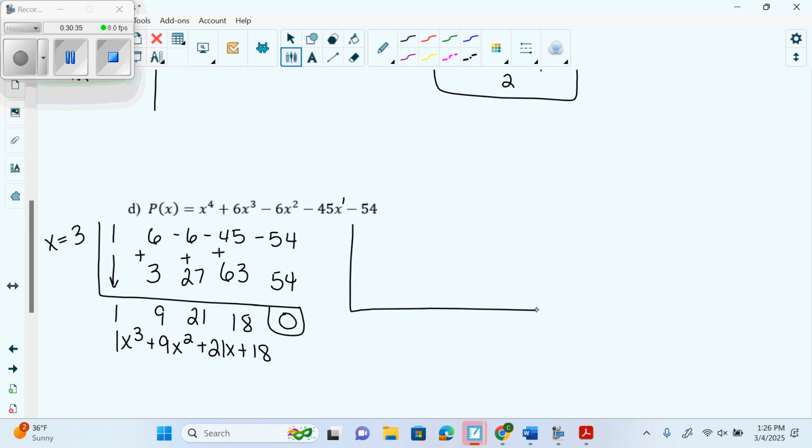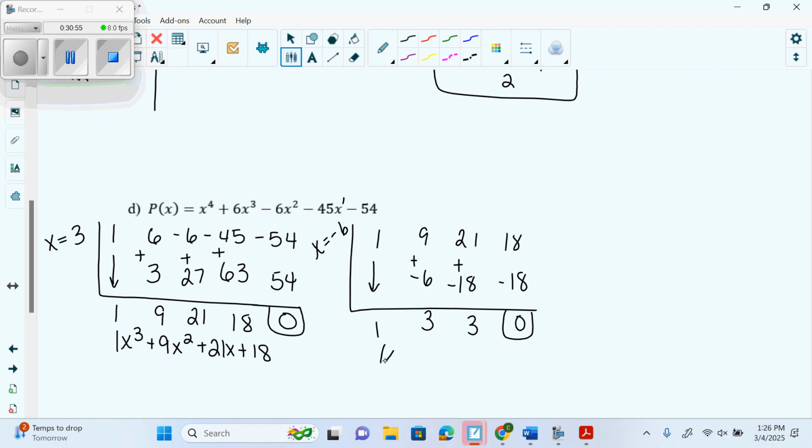Boom, boom. What do I get now? X equals 1, 9, 21, 18. Drop the 1, negative 6, add it, 3, negative 18, add it, 3, negative 18, add it, 0. Nothing multiplies to give you that. This is my A, this is my B, this is my C. X equals negative 3 plus or minus the square root of 3 squared minus 4 times 1 times 3 all over 2 times 1.